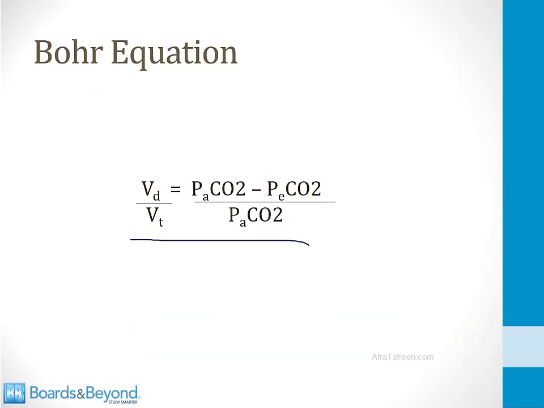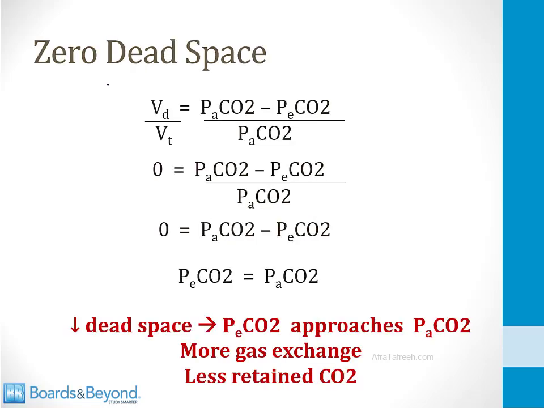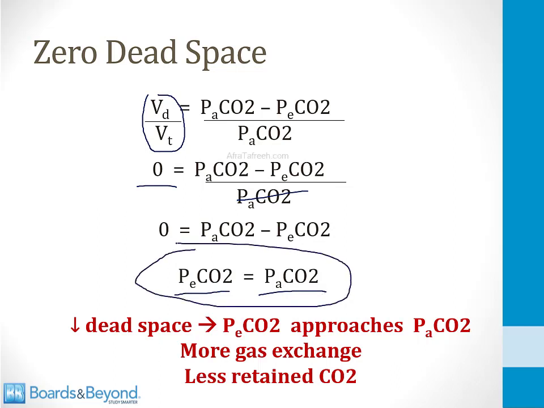So back to the Bohr equation, which is shown on this slide, and now let's talk about what this equation says would happen if we set the dead space to 0 or if we set the dead space to 100% of the total volume in the lungs. So if we had 0 dead space, then this entire left side of the Bohr equation would be 0. We can set that to 0, we can cancel the denominator, and then we find that if we solve this equation, the expired concentration of carbon dioxide is equal to the arterial concentration of carbon dioxide. This is exactly what I showed you pictorially on that last slide.